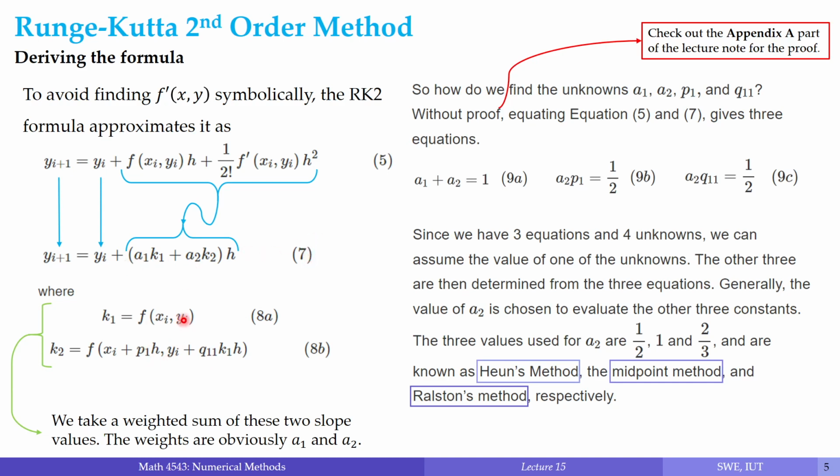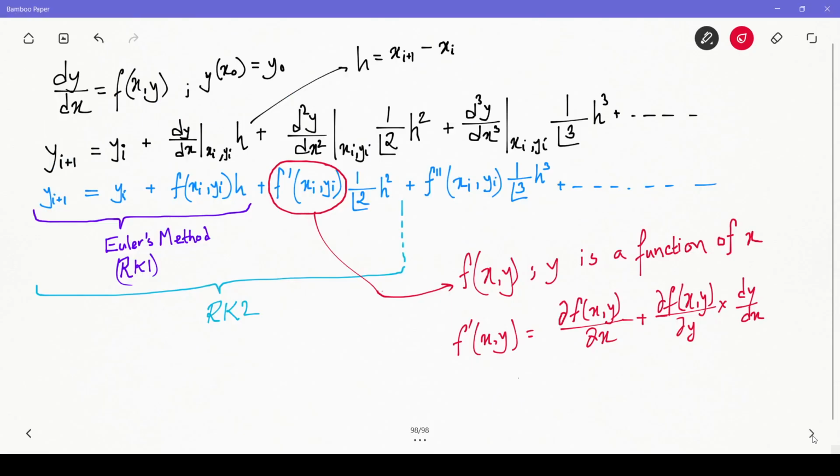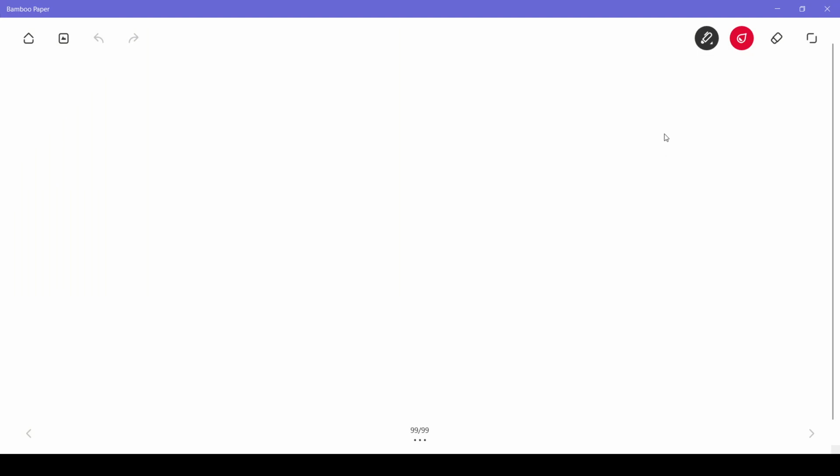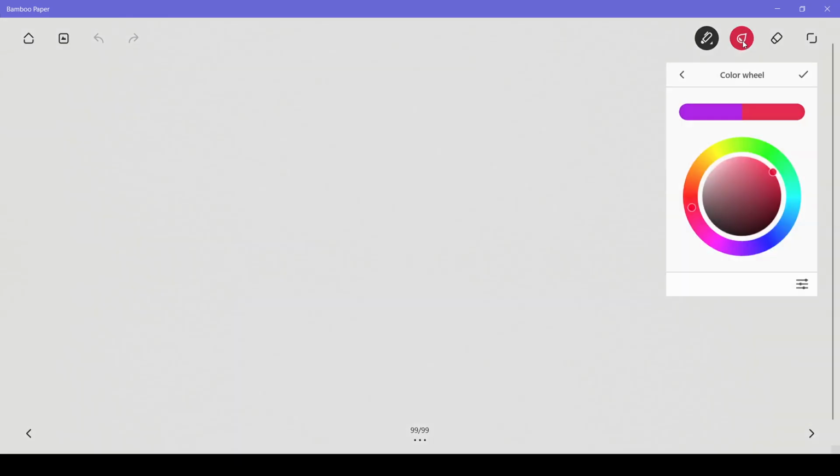If you take the equation, let's call it equation 5. Let's go back to our bamboo paper and try to put things more into perspective. Okay, let's go to the next page. We change the color a bit.